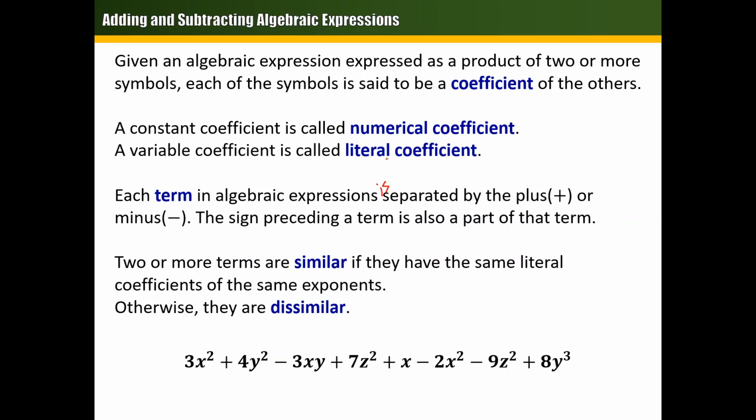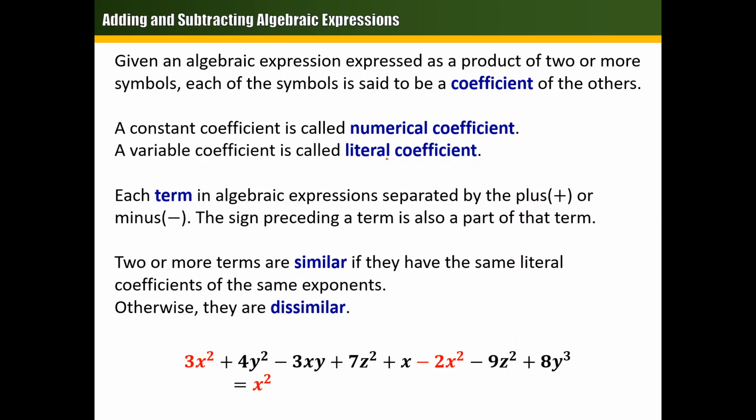Ilang terms meron ulit yung ating algebraic expression? 1, 2, 3, 4, 5, 6, 7, and 8. So we have 8 terms. Let's now simplify. Yung dalawang similar terms ay 3x squared at negative 2x squared. When we add or combine these two similar terms, we will get x squared.